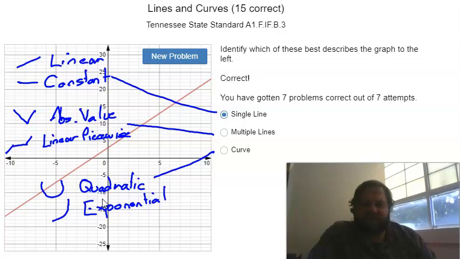That was, believe it or not, 4 minutes over determining whether or not something is a curve, a single line, or multiple lines. So I hope that was beneficial to you. Complete 15 of these, and as always, seek help from a teacher if needed.